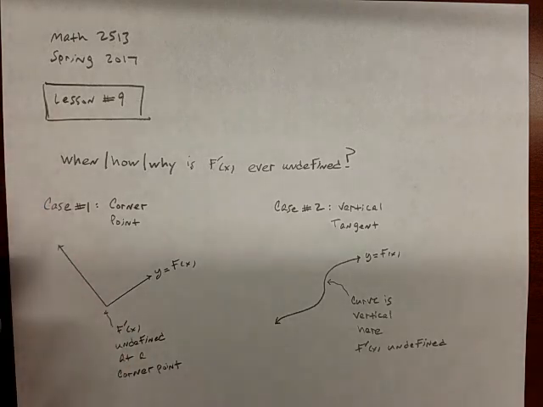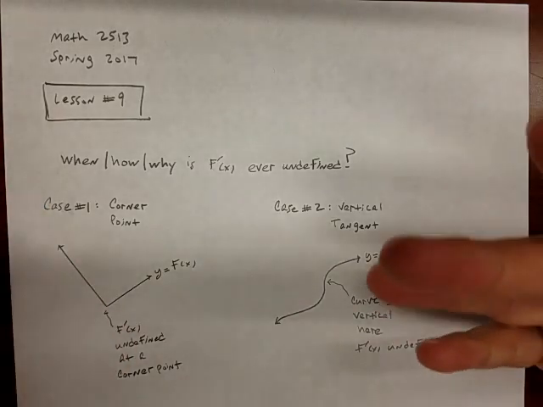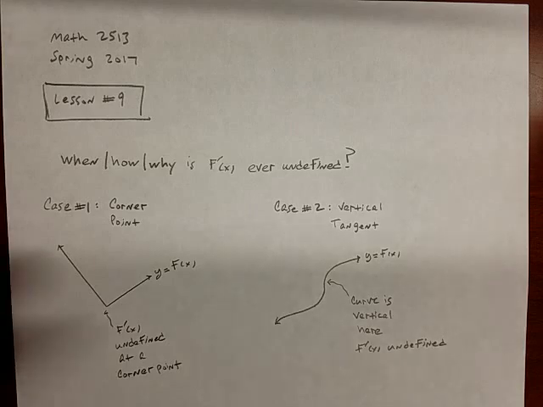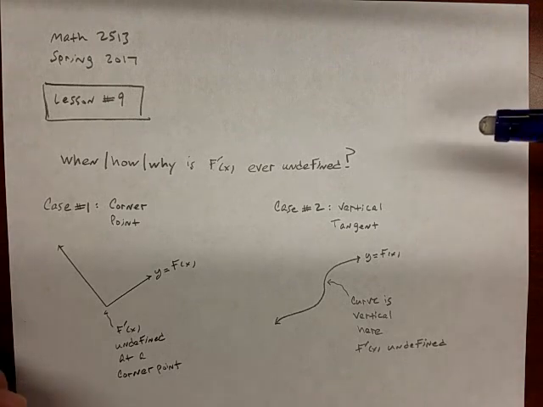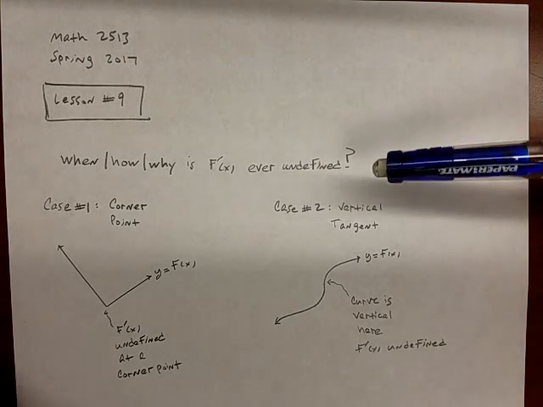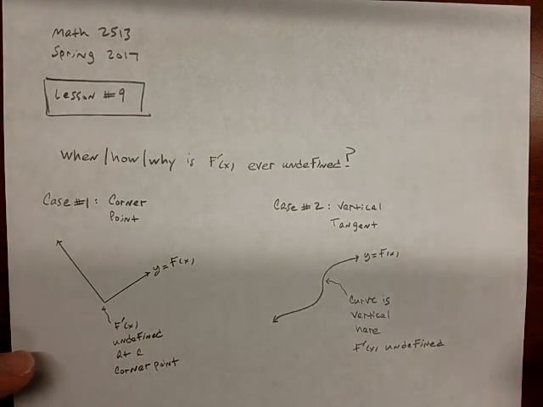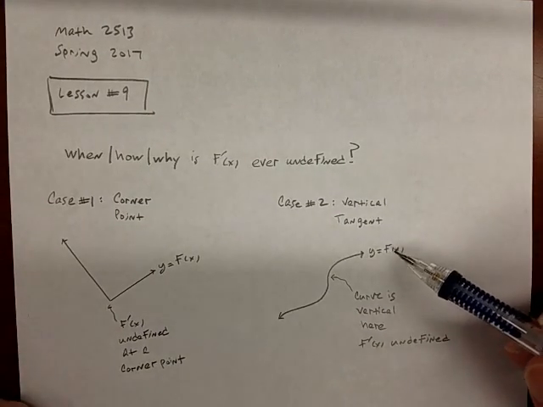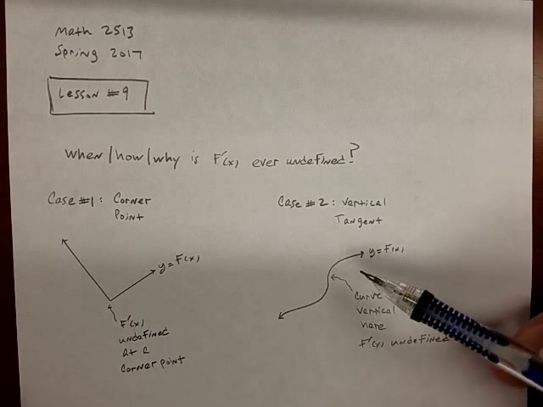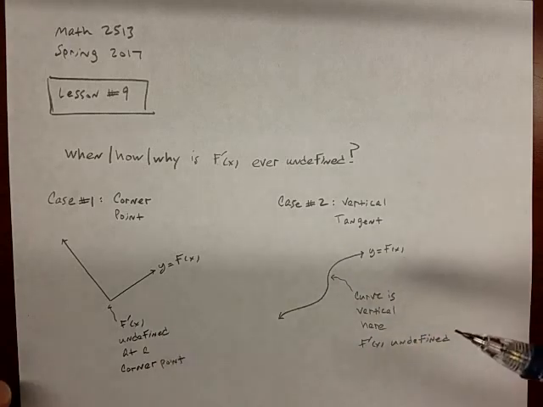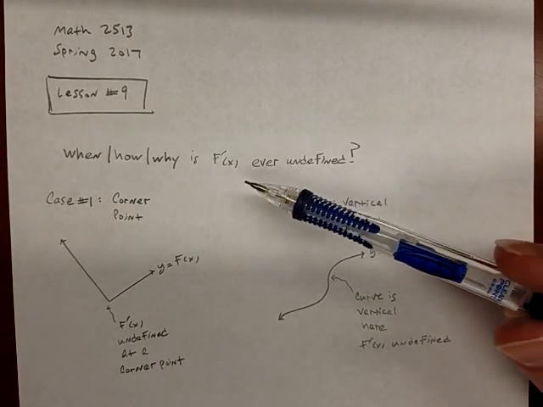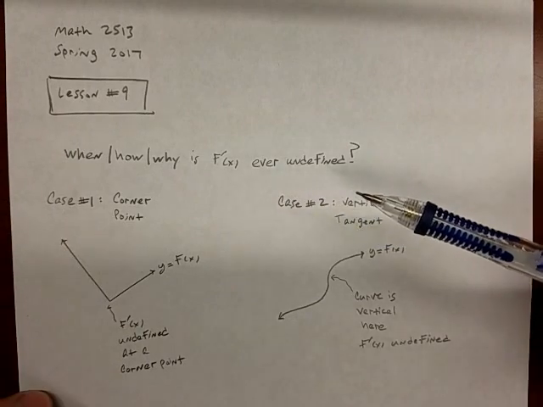And to start Lesson 9, there's all kinds of stuff in it. It is all related somehow, but to start with, let's consider the question of what it would take for f prime to ever be undefined. Here's the scenario. You have some kind of curve, y equals f of x, and at certain spots, under certain conditions, the derivative could be undefined.